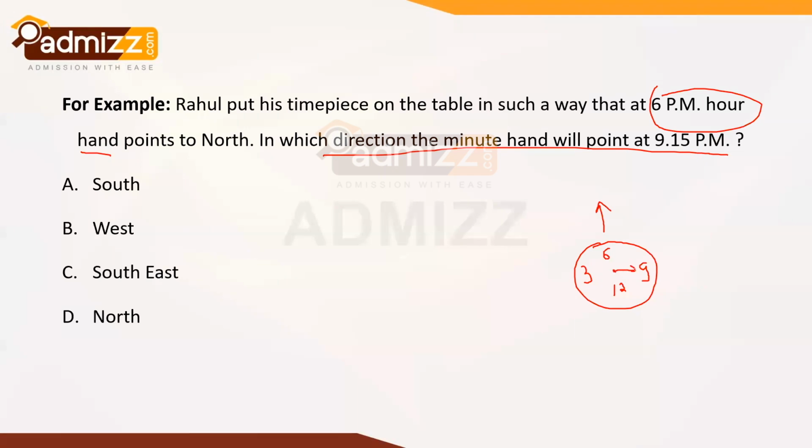This is the hour hand, and this is the minute hand, right? The one pointing to 3. So it is pointing towards west, right? So the correct answer is option number B in this case, right?